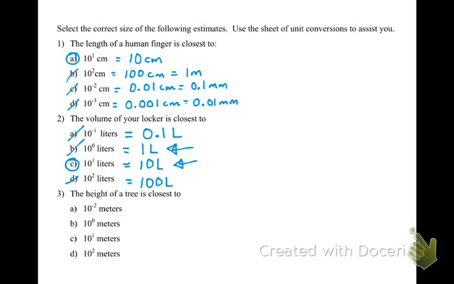The height of a tree. Is it a sapling? Is it a redwood? We have no idea. So let's try and figure out the most logical option for us. 10 to the negative 2 meters. Well, okay, that's 0.01 meters. Okay, that's itty. That's like a centimeter, isn't it? Okay. 10 to the 0 meters is, well, 1 meter. Then we have 10 meters, and then we have 100 meters. 100 meters is about 300 feet-ish, just for rough guesstimation.